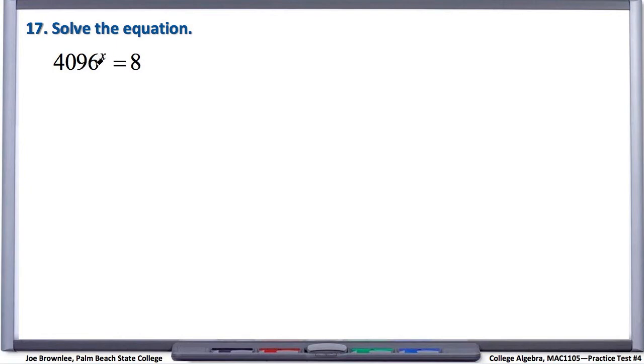on the bases here, right? On the left-hand side, the base is 4096, the exponent is x. Here on the right-hand side, our base is 8. The exponent, we know, is 1. And so we're going to focus on just the bases for a moment. So 4096 and 8. Because what we want to try to do is get the bases to be the same, and that will make the task of solving for the exponent a whole lot easier.